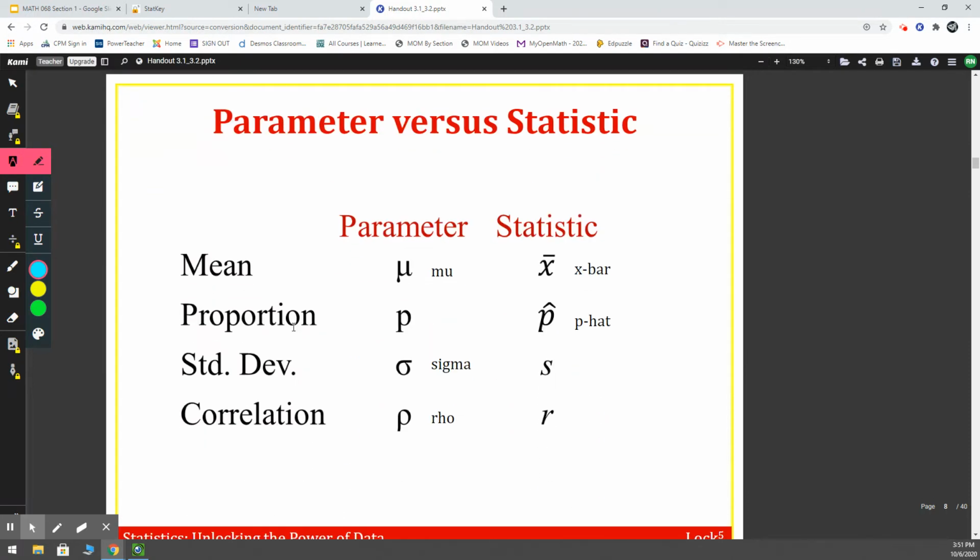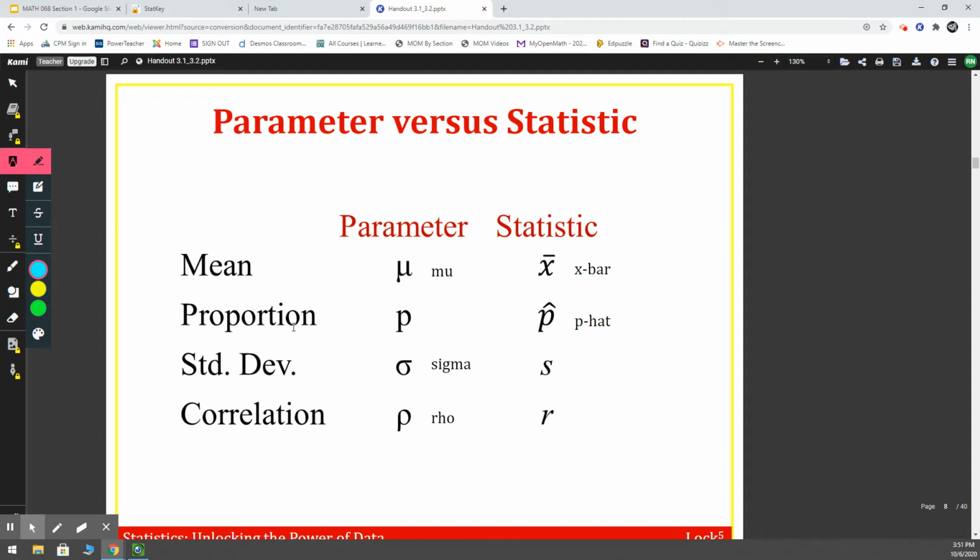Here's our generalized pieces of our parameters and our statistics. If we're talking about a mean value, it is mu as a parameter, but its corresponding component is x bar as a statistic. We would use an x bar to talk about a mu value. In a proportion, if we wanted to measure p, then we would have to use a statistical inference of p hat. P hat infers p.